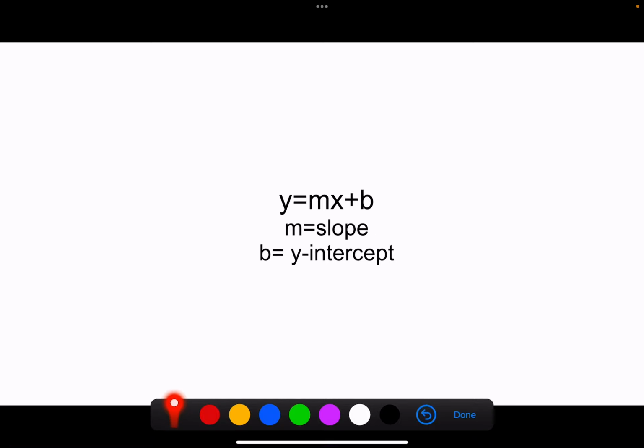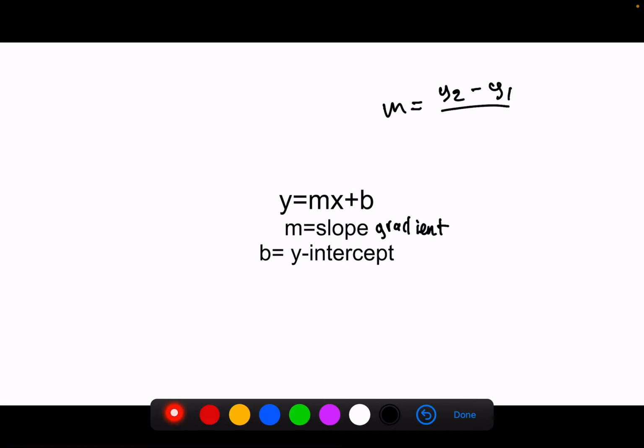In this form, m is the slope, which is also sometimes written as the gradient, and b is the y-intercept. That is the point at which the line is going to intersect the y-axis. The slope m is equal to y2 minus y1 over x2 minus x1, and this is if you're given some points x1, y1 and x2, y2.